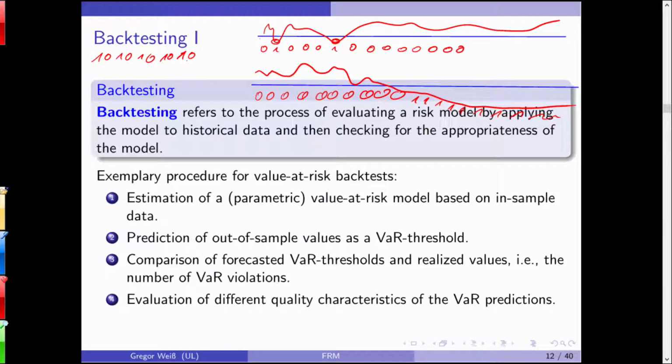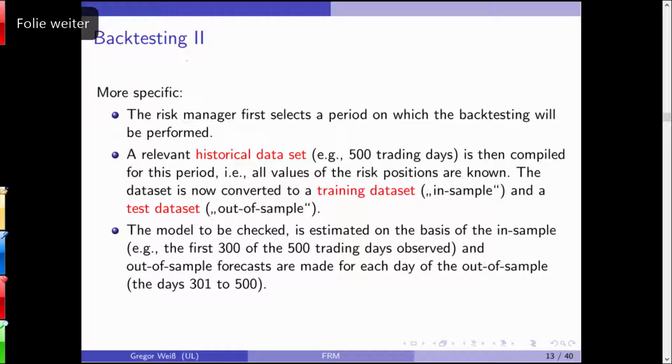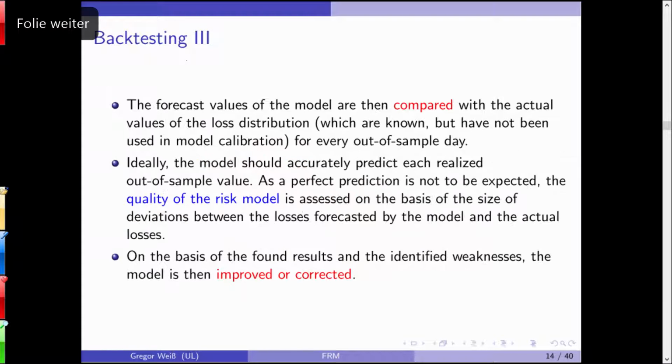And the model is rejected if you either have too many or too few exceedances, or if you have clusters. And that's backtesting. Compare those actual losses with those estimates and those forecasts. How could you do it? You take a historical data set, for example, 500 trading days. You split it up into a training data set and an out of sample. And you can use moving windows, and then you can assess the quality with such a backtest.